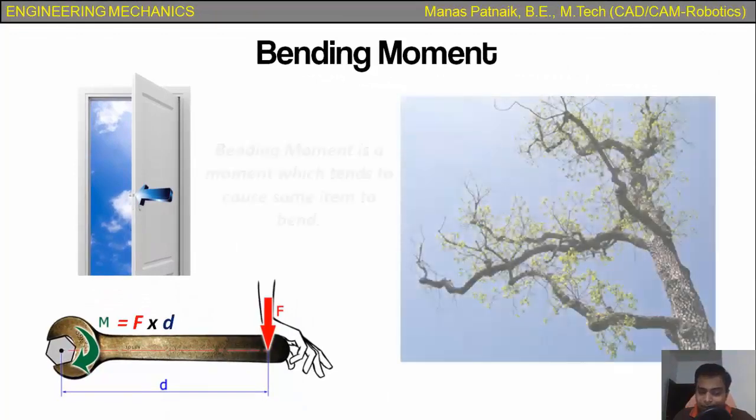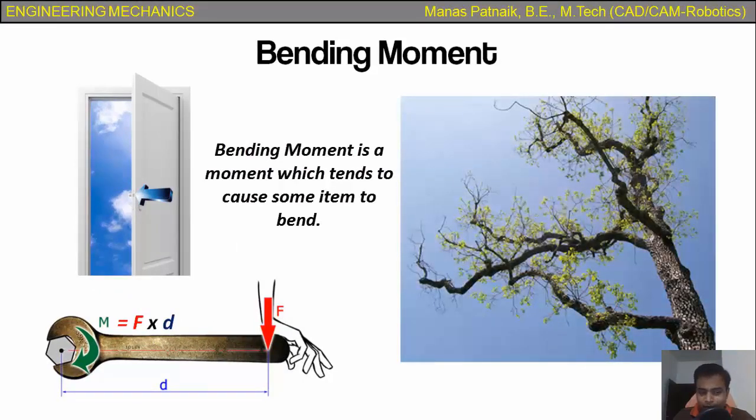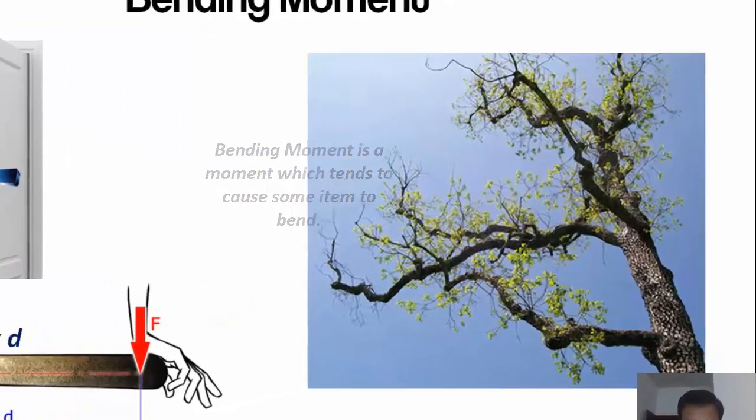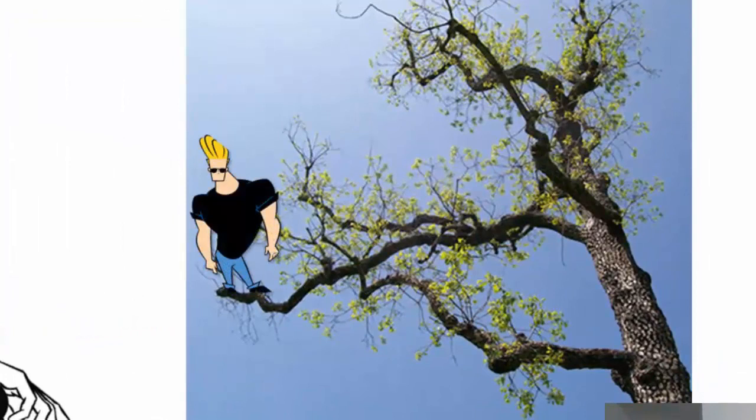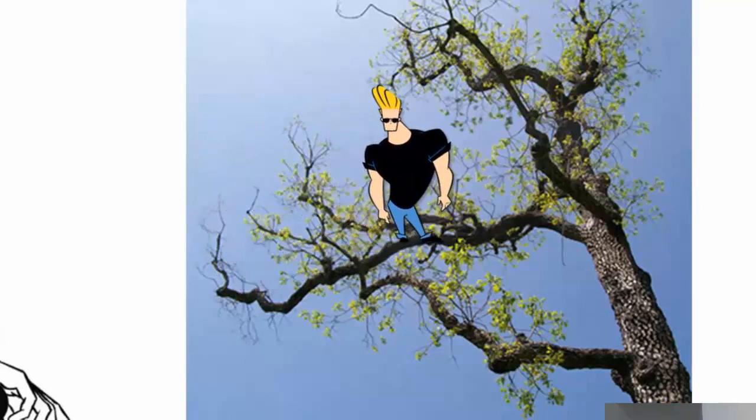Now let's take a look at bending moment. It's a moment which tends to cause some item to bend. For example, if Johnny Bravo sits at the end of a tree branch, he's causing it to bend. Obviously, the branch will bend downwards and may even break if Johnny is too heavy. So essentially, if you move closer to the tree, you are reducing the lever arm of your weight. Hence, the bending moment reduces. The branch is then better able to support your weight with minimum deflection and it is less likely to break.